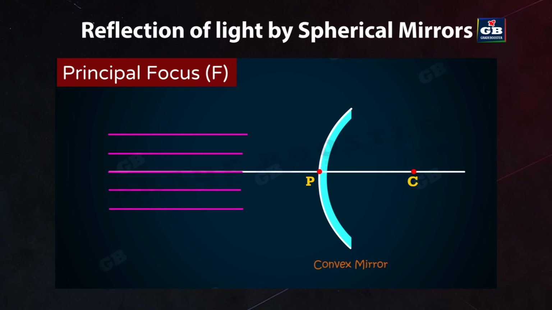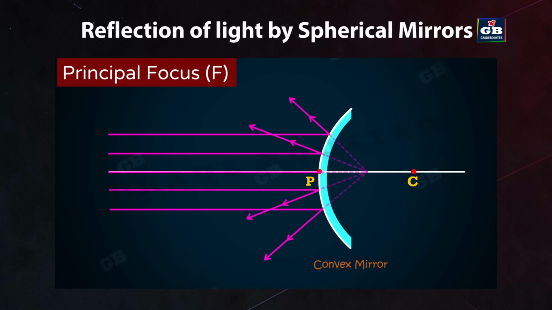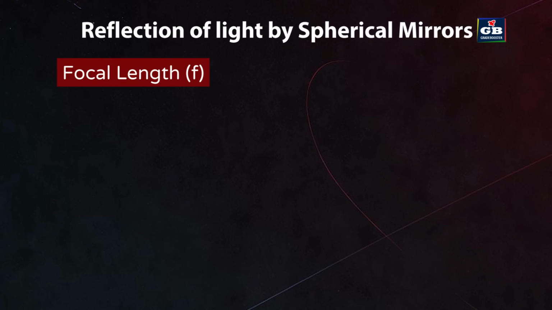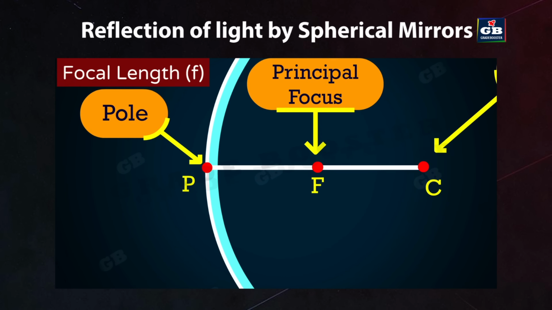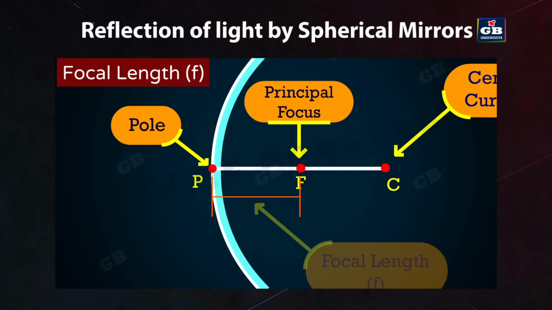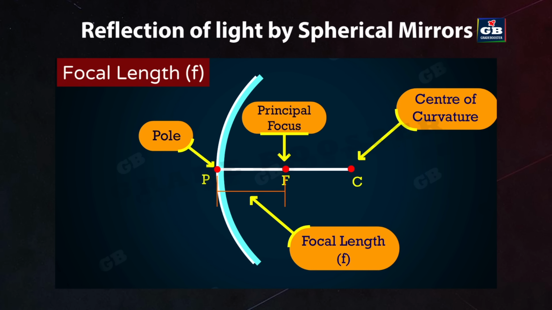In case of a convex mirror, the reflected rays appear to come from a point on the principal axis. This point is called the principal focus of the convex mirror. The principal focus is represented by the letter F. Focal length. The distance between the pole and the principal focus of a spherical mirror is called the focal length, and it is represented by the letter small f.